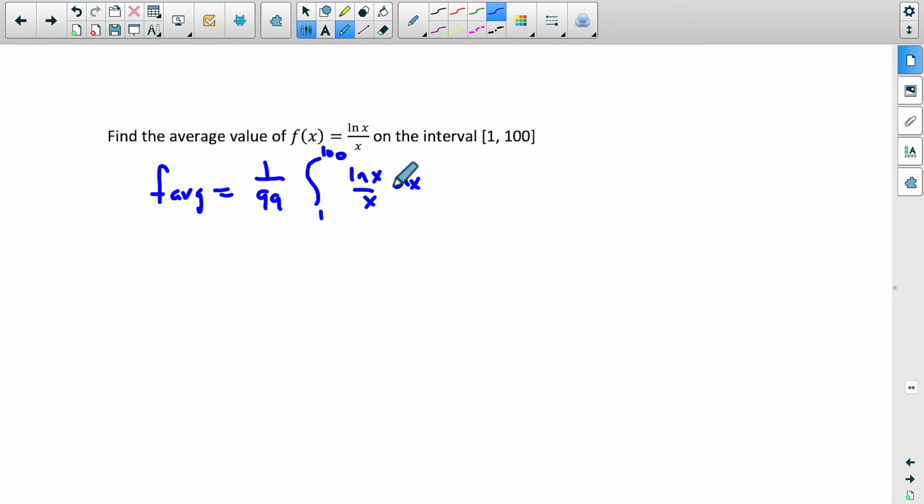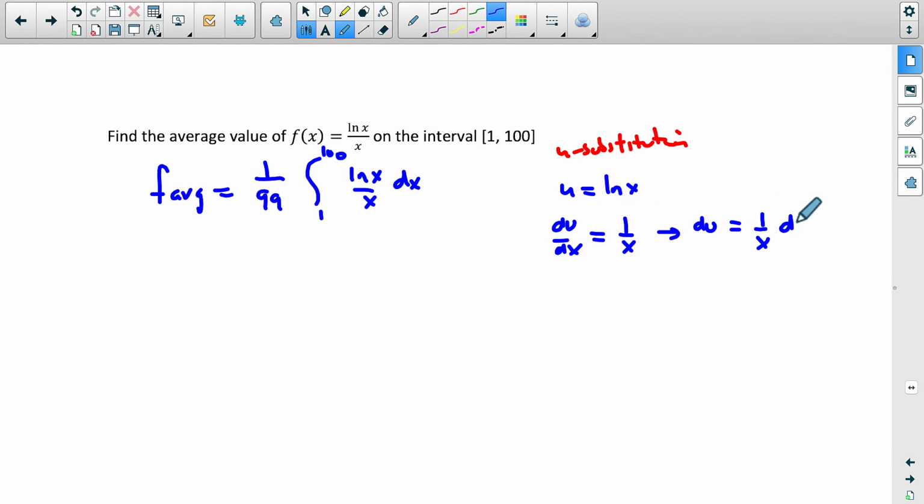Now, how are we going to integrate this? Well, if you look, you have natural logarithm of x, and what is the derivative of that? It's 1 over x, right? So this is where u substitution might work out very nicely for you here. If we call u ln x, then what's du dx? What's the derivative of that? The derivative is 1 over x. And remember, we want to get the x's on the same side, so we want to bring this dx over. So you'd have that du equals 1 over x dx.